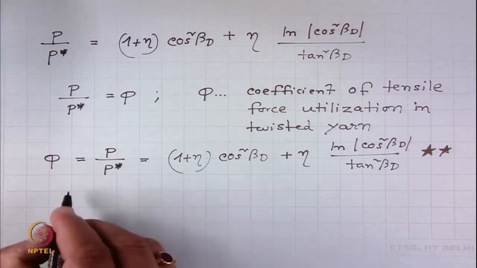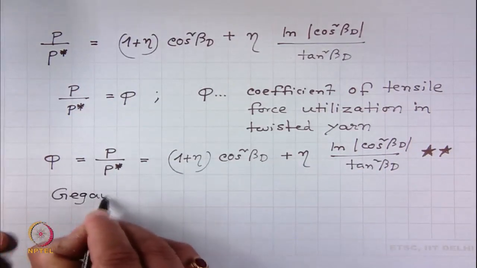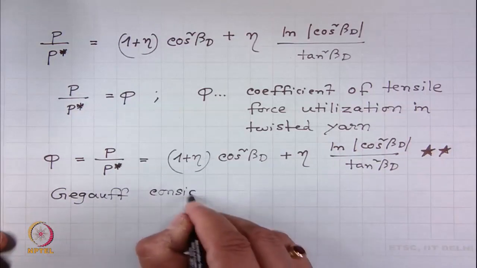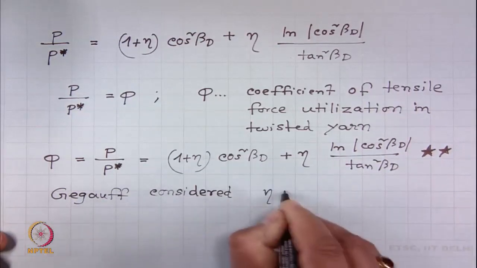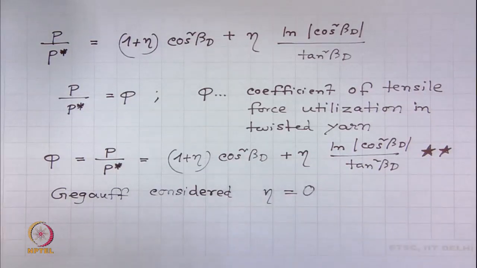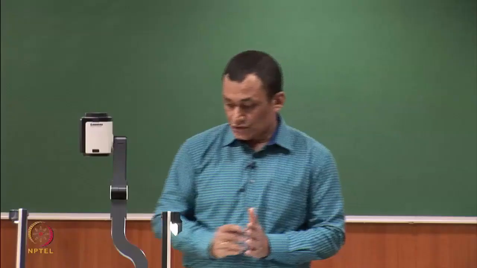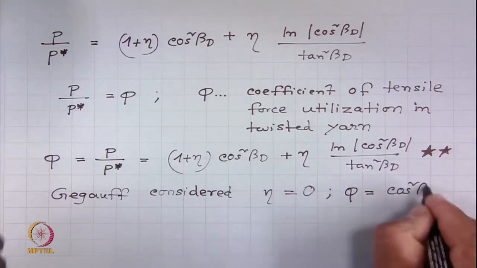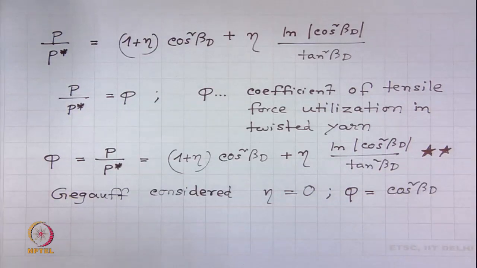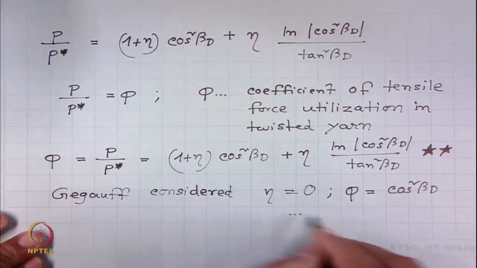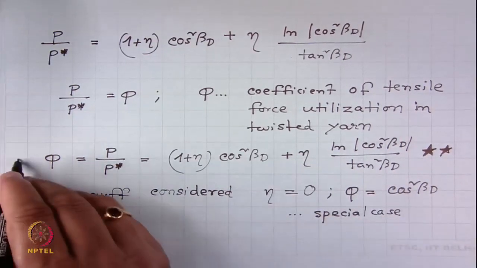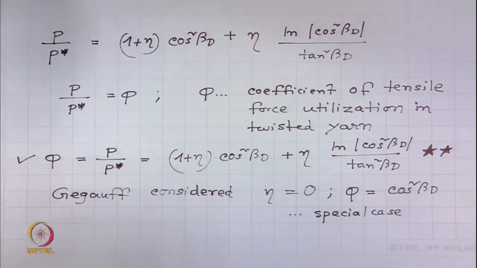Now, Gegoff considered contraction ratio is equal to 0, there is no radial contraction in yarn. So, phi is cos square beta d. So, this is a very special case. However, this is a very generalized expression.